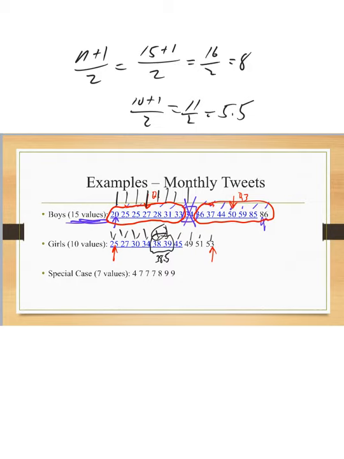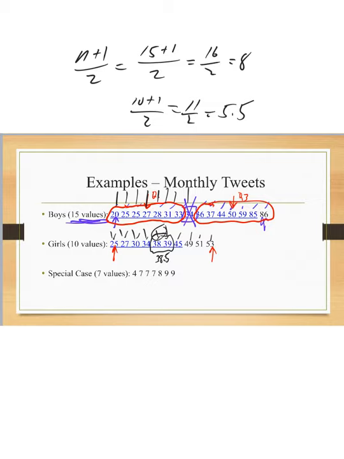So that's a quick way to figure out where in a set a median is, so you don't have to do the whole crossing off the top and the bottom and so forth. Just to be abundantly clear, that doesn't mean that 8 and 5.5 are the medians. It's just which value in the ordered data set, counting from the bottom or from the top, is the median value.